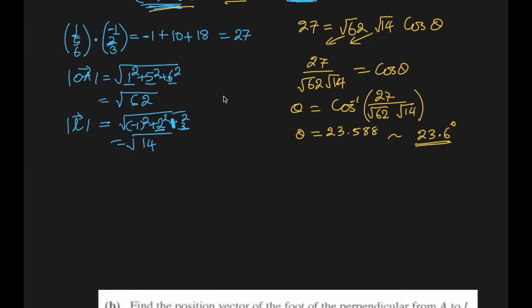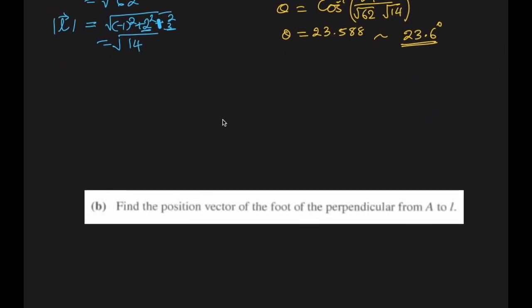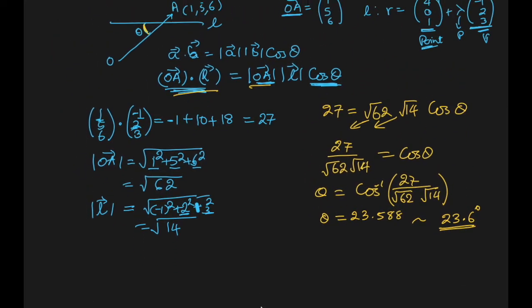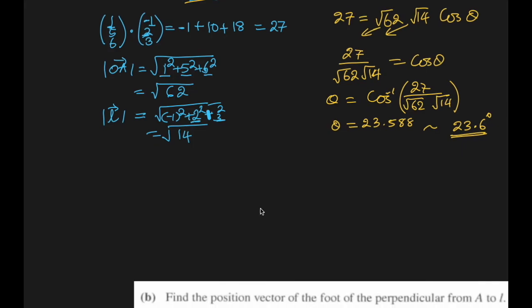Okay. What's next? Find the position vector of the foot of the perpendicular from A to L. So A to L. Okay. So let me copy the same thing here. So this is A, this is origin, and this was L. So we want to know the position vector of this foot. Let's give it an alphabet M. So we want OM.